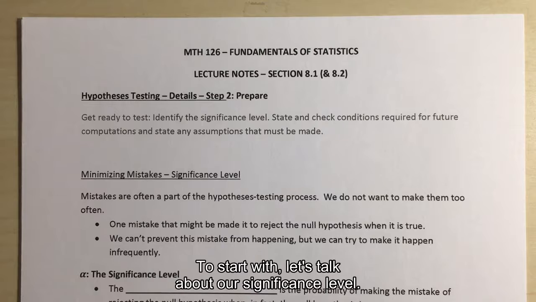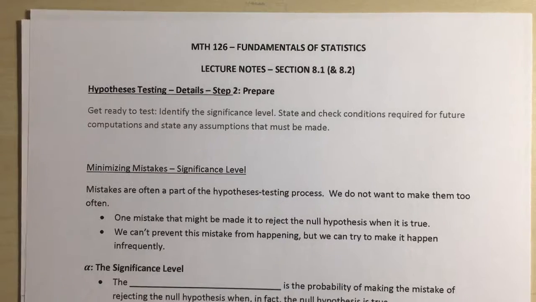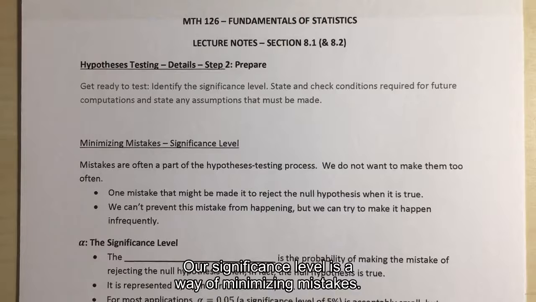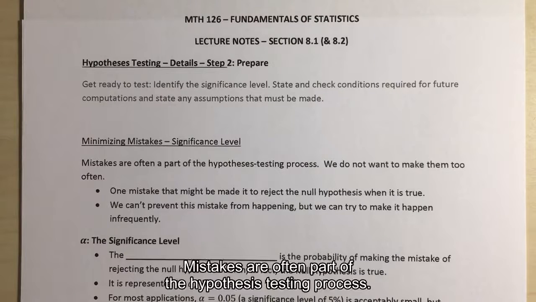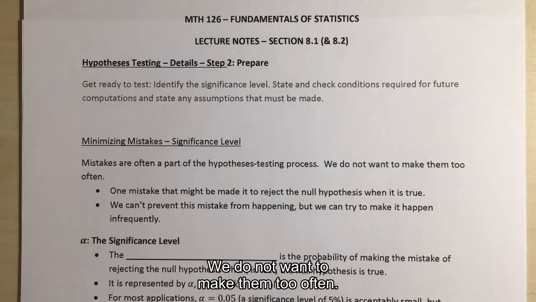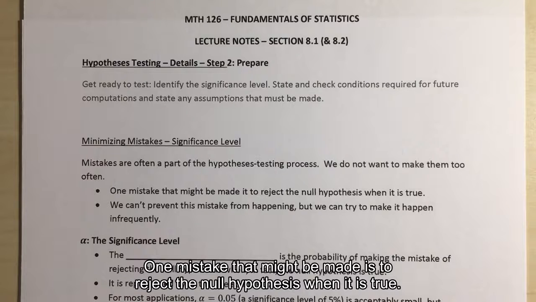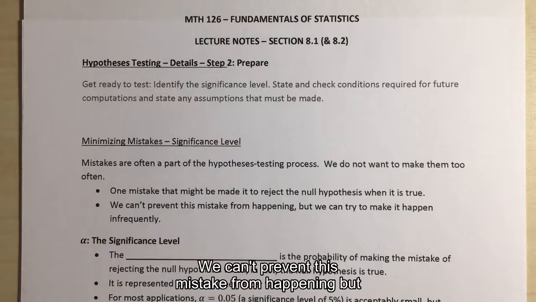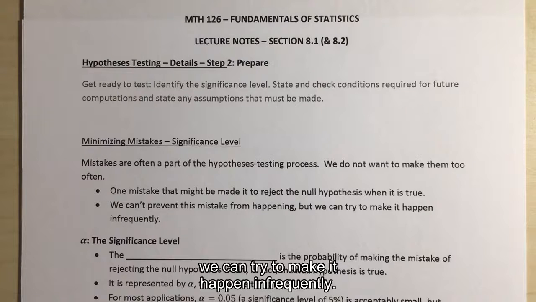Right, so to start with, let's talk about our significance level. Our significance level is a way of minimizing mistakes. So mistakes are often part of the hypothesis testing process. We do not want to make them too often. One mistake that might be made is to reject the null hypothesis when it is true. We can't prevent this mistake from happening, but we can try to make it happen infrequently.